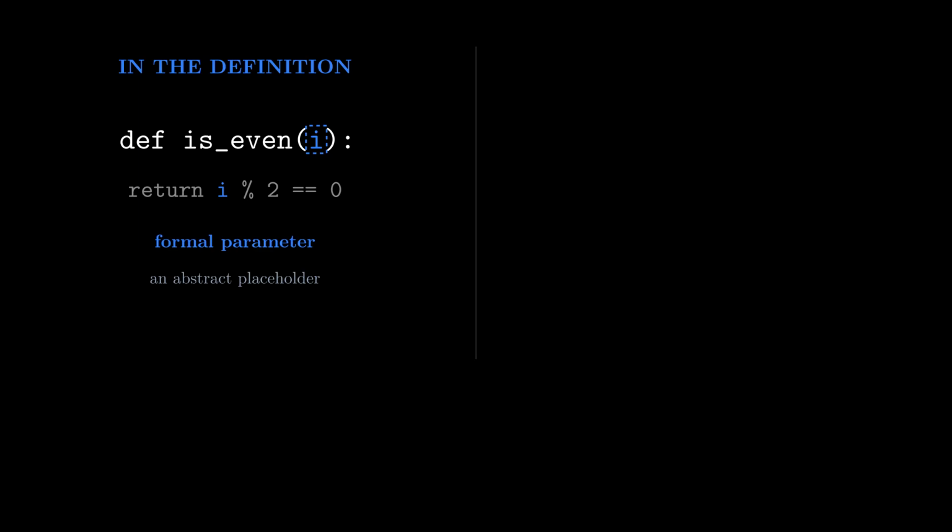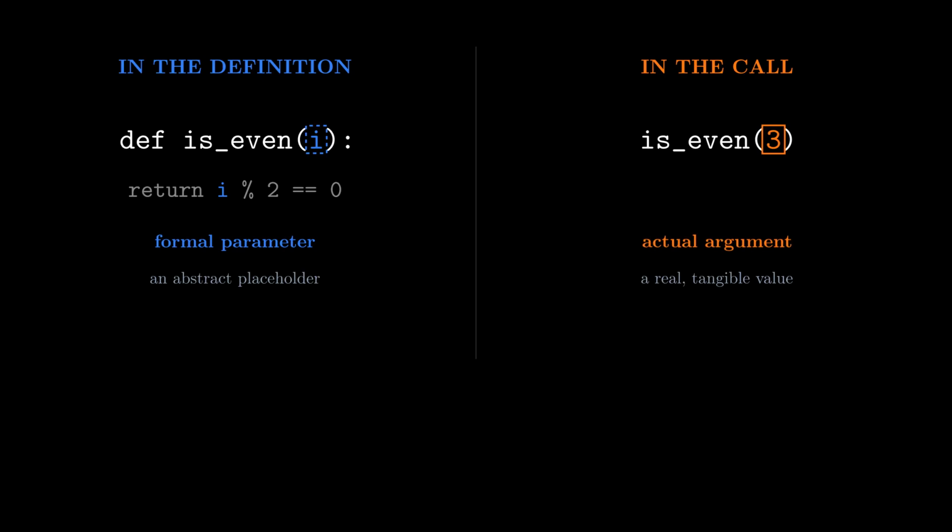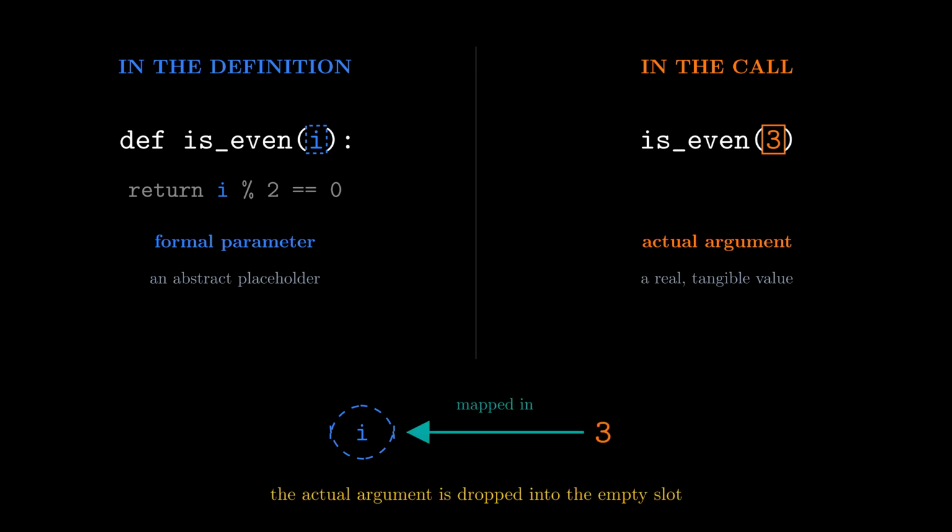Down in the call isEven of 3, that 3 is something completely different. It is not a placeholder. It is a real, tangible value, an actual object. We call it the actual argument. The formal parameter is the empty slot. The actual argument is what you drop into that slot.